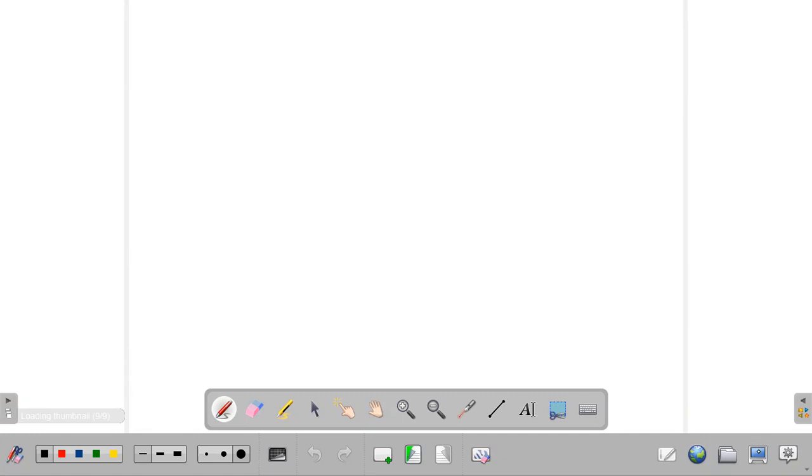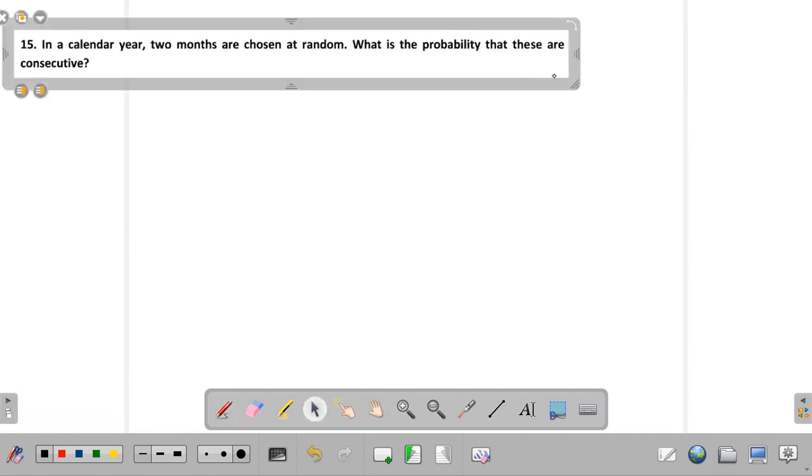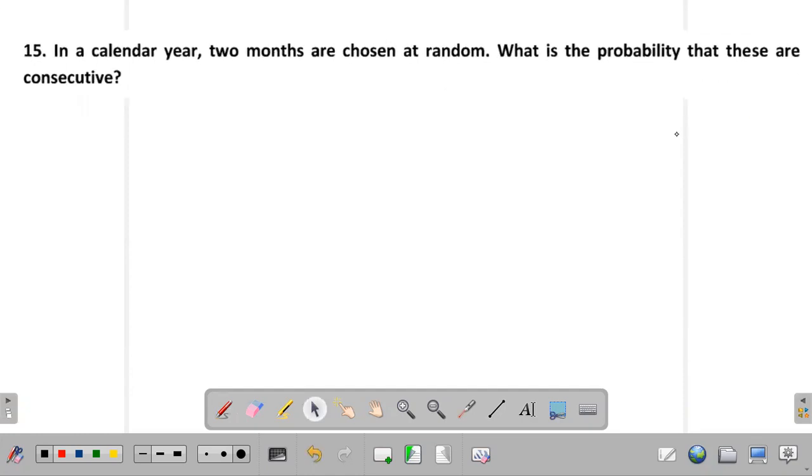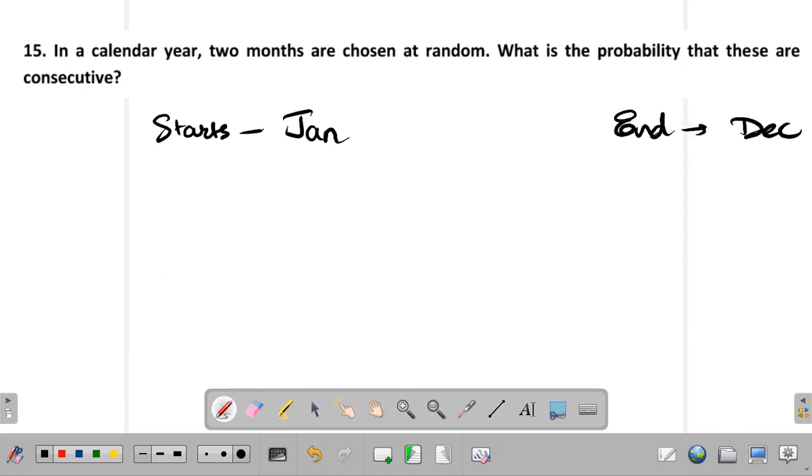Look at the next one. In a calendar year, 2 months are chosen at random. The question 15 here. Can you tell me a calendar year, it starts with which month and ends with which month? It starts with the month of January. It ends with the month of December. So, how many months are there altogether? Please answer fast. Yes, altogether we have got 12 months.